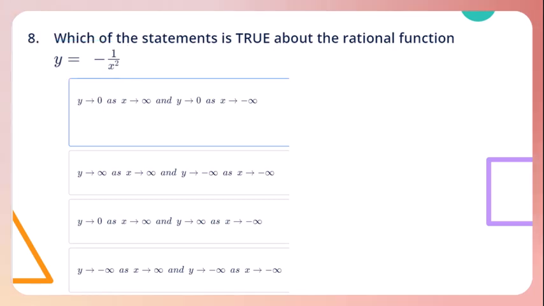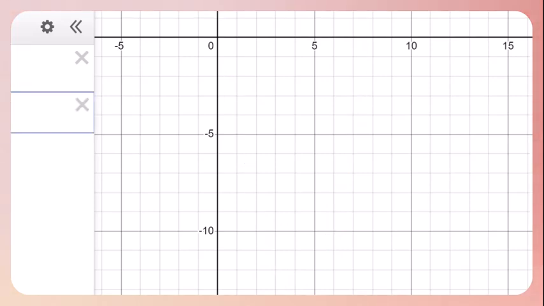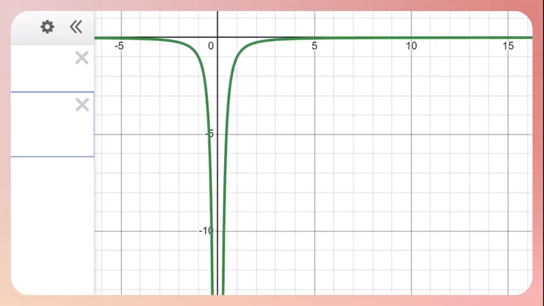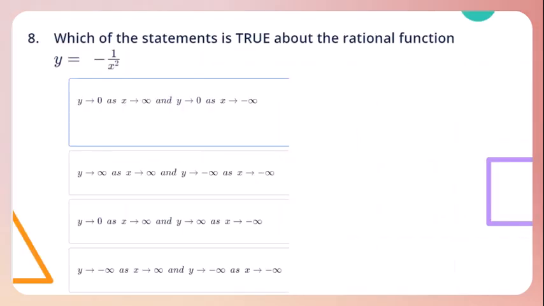Let me go into Desmos. I thought I had it up here, but I don't. So let me open up Desmos. Y equals -1 over x squared. y equals negative, I'm going to put this in parentheses, 1 over x squared. Now think about what our answer choices are. Let's go back to the PowerPoint.